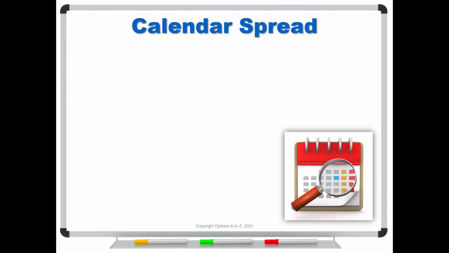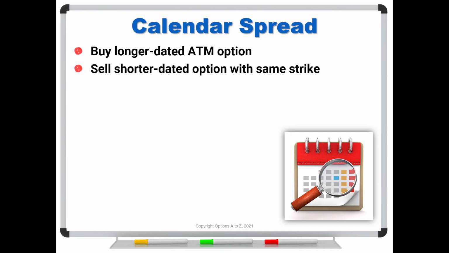So first, let's do a quick review of a calendar spread. Recall that you will be buying, let's say, a longer dated option at the money. There's different ways we could do them, but typically they are done at the money. It could be a call or a put. And then we're going to sell a shorter dated option with the same strike, again of the same type. If you bought a call, you would sell a call. If you bought a put, you would sell a put. But for this video, we are going to assume that they are the at the money options, where that strike equals the current stock price.